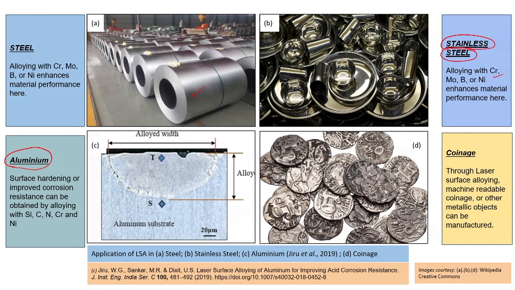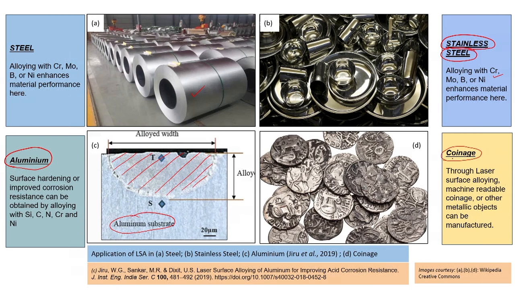Of course, aluminium's material properties can also be enhanced. In the industry, aluminium is widely used, but its wear and tear is very high. So to improve the surface properties of the aluminium, we can utilize the laser. Here you can see the alloyed region, which looks very similar to the substrate with certain differences. However, the material properties inside the alloyed region are entirely different from the aluminium substrate properties.